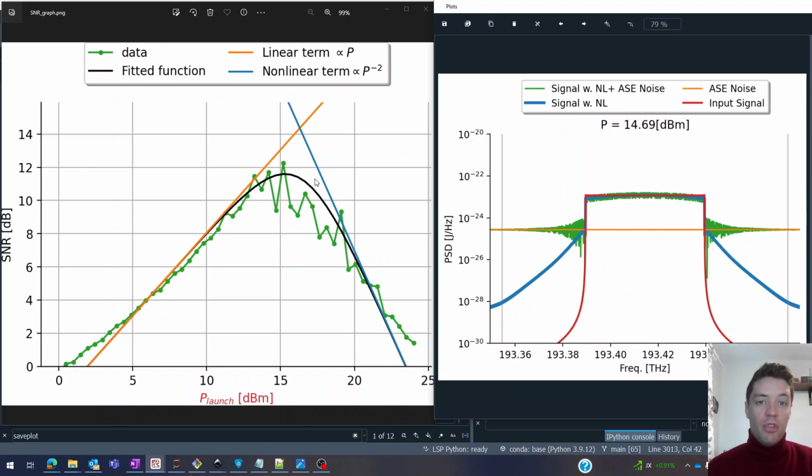So you can imagine that if you're designing and operating a fiber optical network, it's very important that you determine the optimal launch power, because the amount of data you can send down a fiber link per second depends very strongly on the signal-to-noise ratio. So hopefully this explains the trade-off between linear and nonlinear noise.